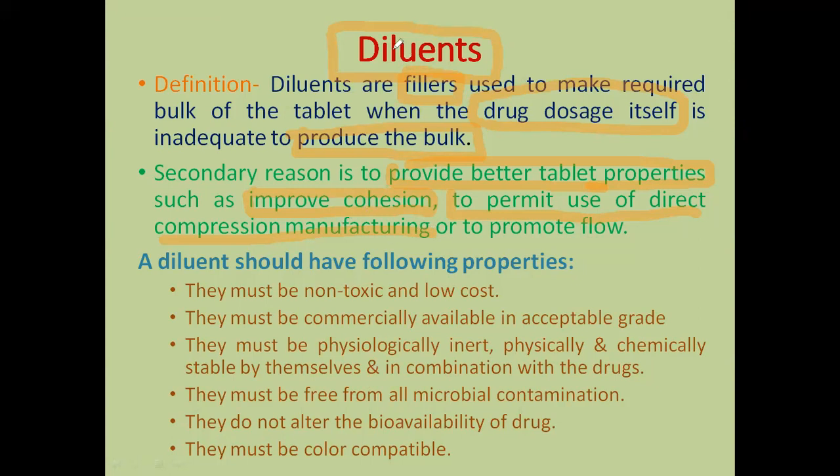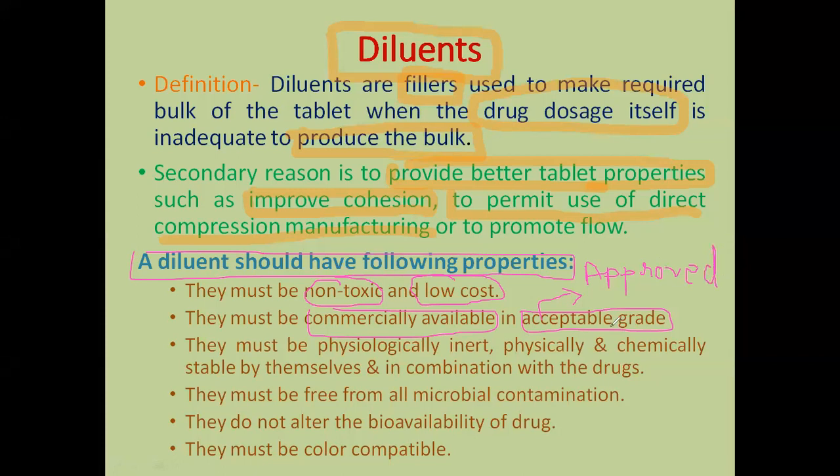Now below, we have certain properties which a diluent should have. It includes that the diluent should be non-toxic and should have a low cost. They must be commercially available in an acceptable grade. The point I have not mentioned over here is that they should be approved by the regulatory agency. So the first point is that they should be approved by the regulatory agency.